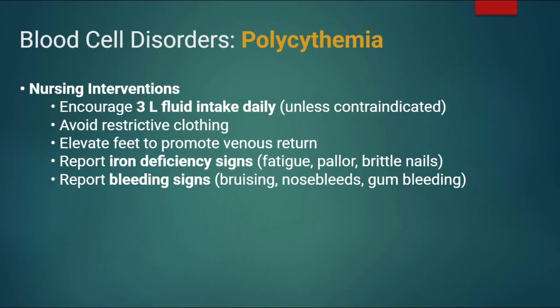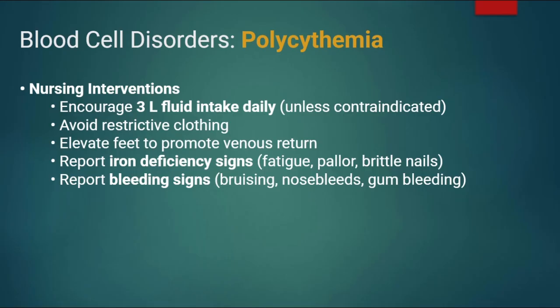Tight garments can slow circulation in the arms or legs, which increases the risk of blood clots. Instead, patients should wear loose, comfortable clothing to keep blood flowing freely. Elevating the feet when sitting can help improve venous return and decrease pooling of blood in the lower extremities. This is a simple but effective lifestyle modification.